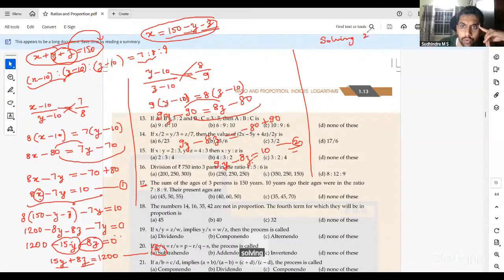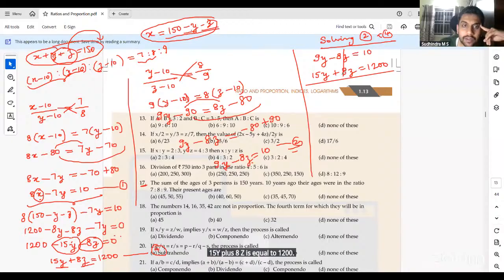Solving 2 and 4: 9y minus 8z is equal to 10, and 15y plus 8z is equal to 1200. Minus 8z plus 8z cancelled. 9y plus 15y is 24y equals 1210. Y will be 1210 divided by 24. How much do we get?